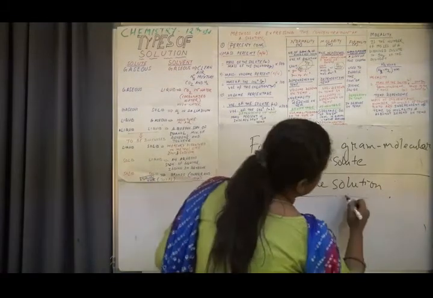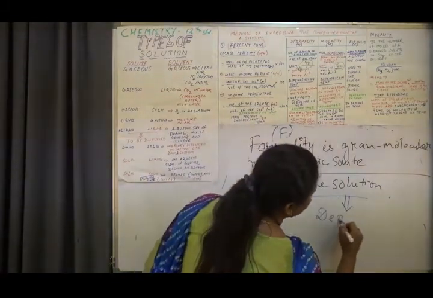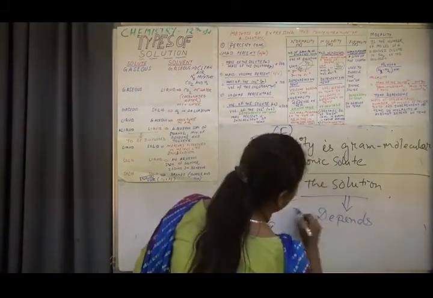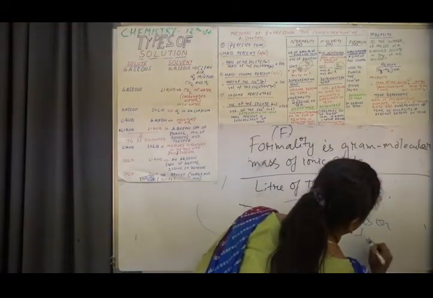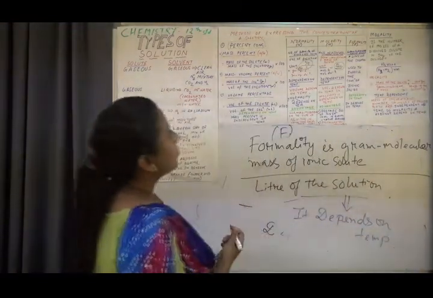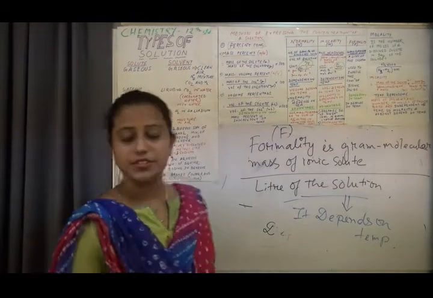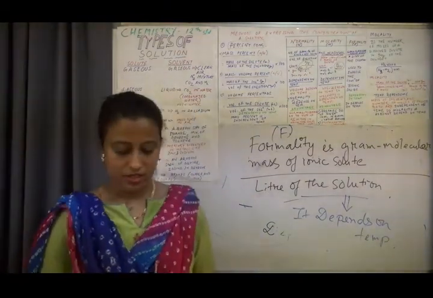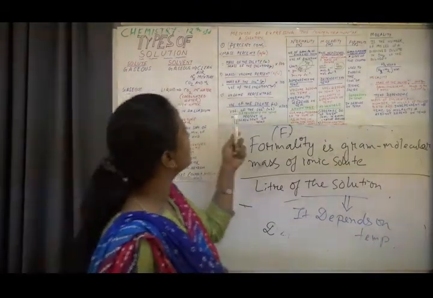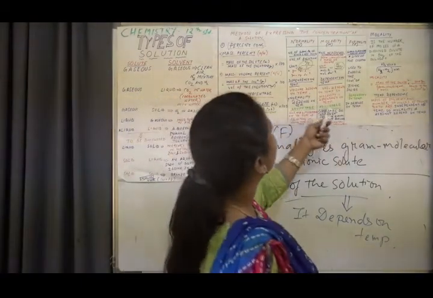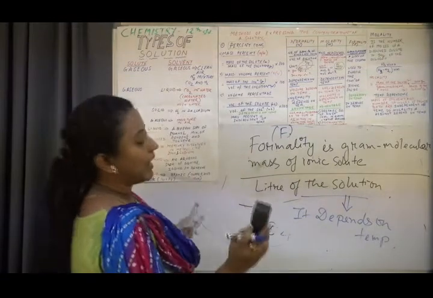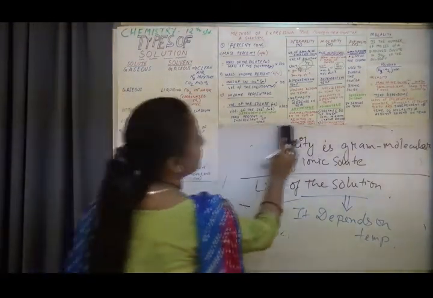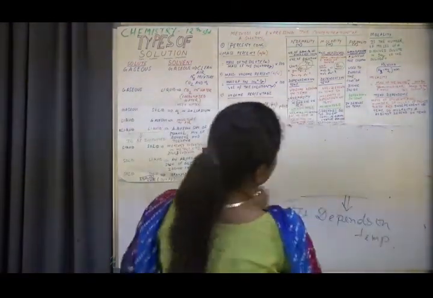It also depends on temperature. Is it depending on temperature? Yes, it depends on temperature. It is used for finding the concentration of ionic solutions. So I have covered 4 terms: percentage concentration, normality, molarity and formality. Now the next term coming is molality.